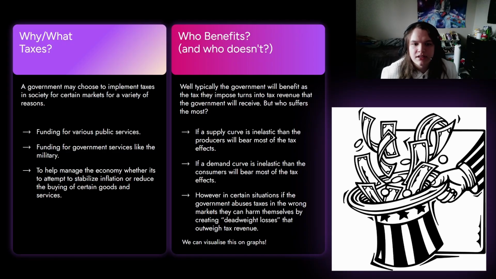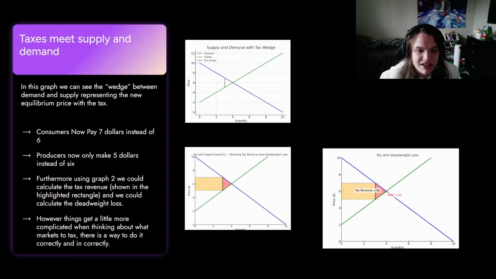And who benefits? Well, that depends on the supply curve and the demand curve and their elasticity. If the supply curve is more inelastic, then producers bear most of the effects. We'll get into it. If the demand curve is inelastic, then consumers will bear most of the tax effects. We'll get into it. And in certain situations, if the government taxes too much on elastic demand curves on both sides, then they can shoot themselves in the foot and will actually harm themselves.